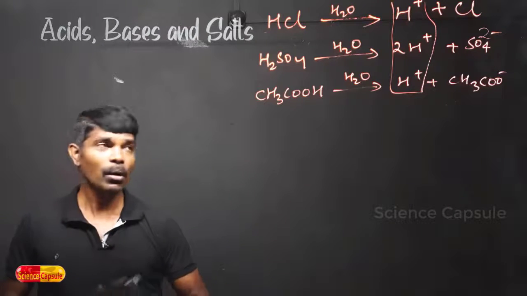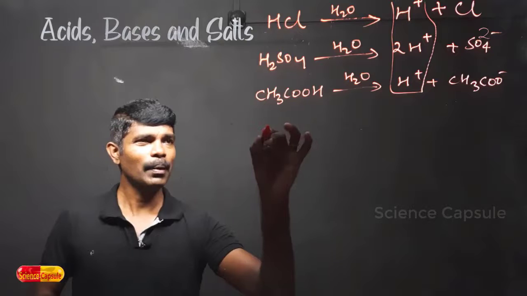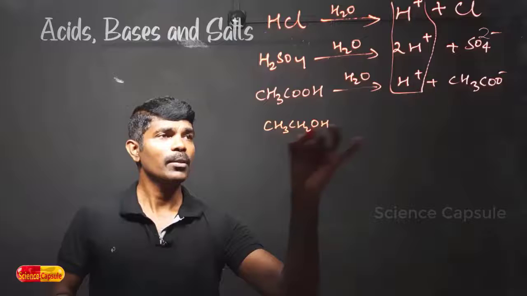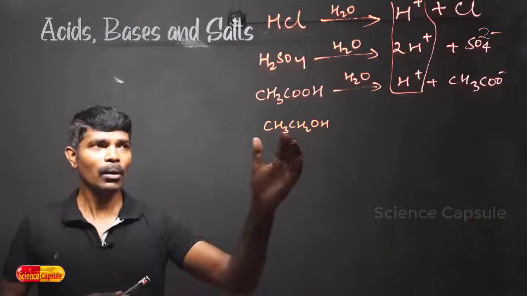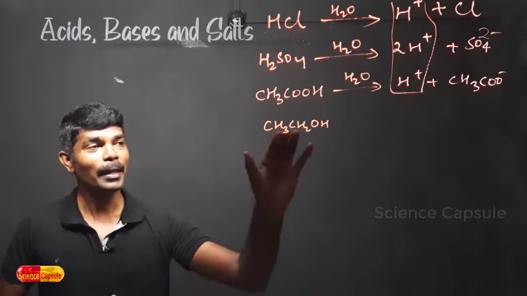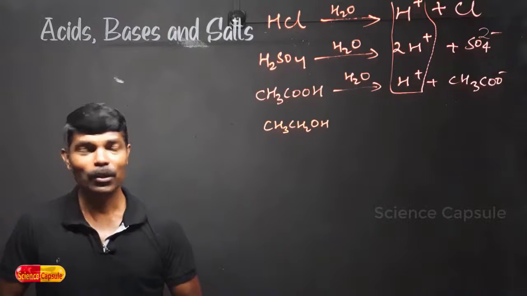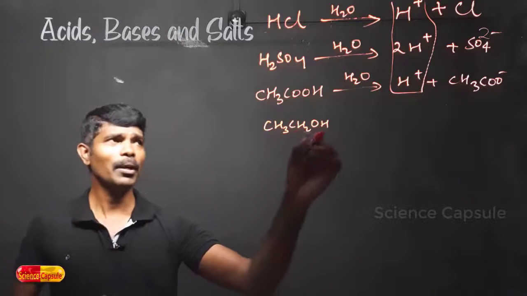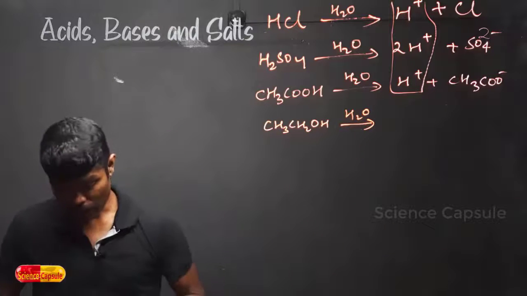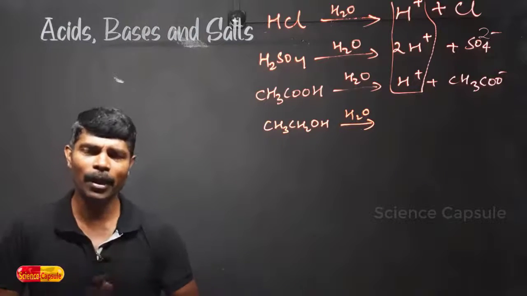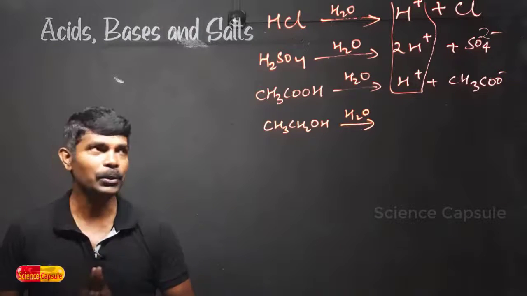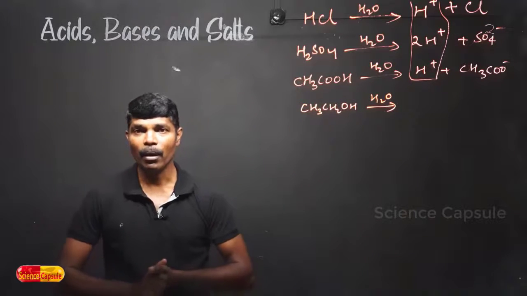Now alcohol, you know the formula of alcohols. For example, ethyl alcohol, we can take here CH3CH2OH. This is ethyl alcohol. Ethyl alcohol also has hydrogen, but it does not conduct electricity. Why? This is because when it is dissolved in water, it does not produce a hydrogen ion. So the substance which releases hydrogen ions when dissolved in water, we can think that substance is an acid. So this is how we can understand an acid.